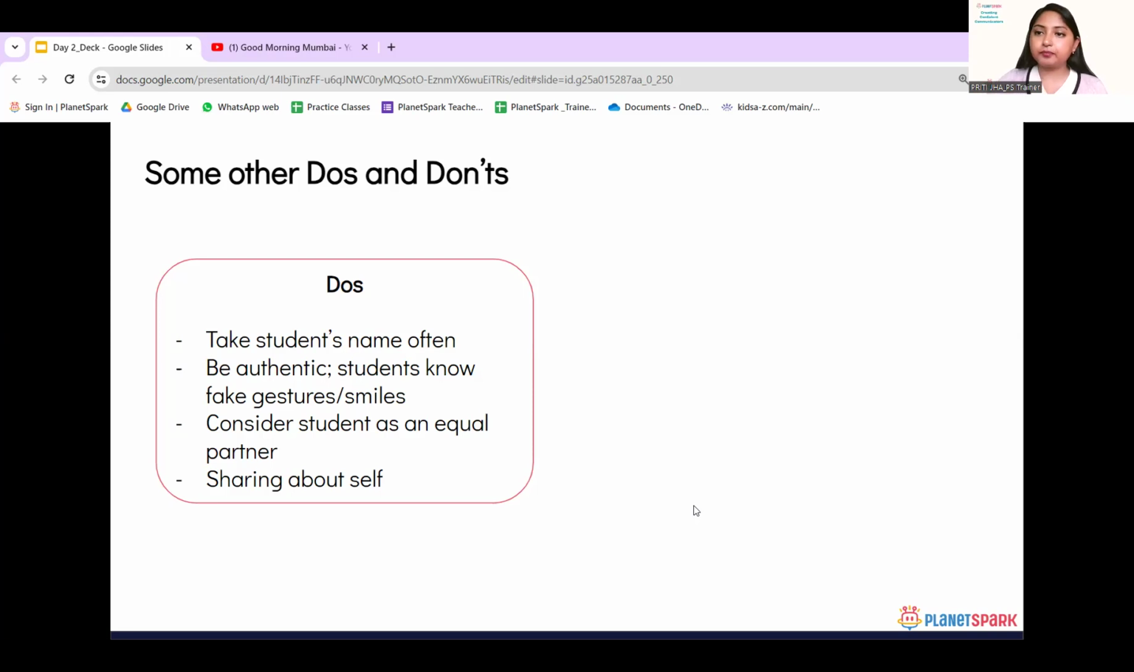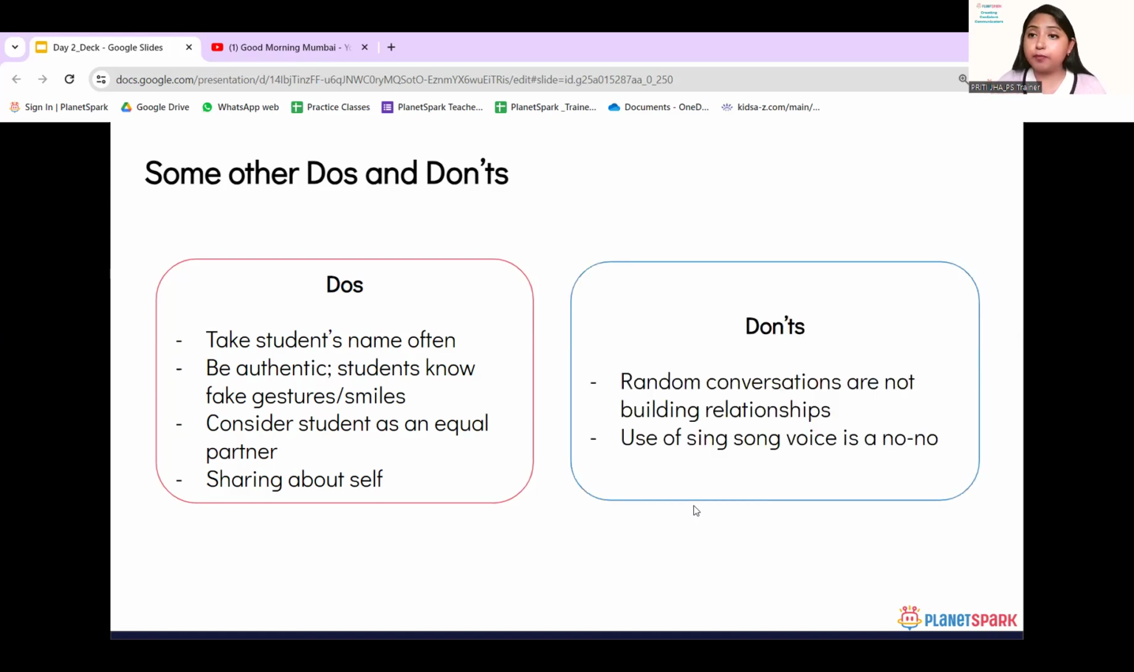Sharing about self. Share about yourself, share your personal experiences, share your personal stories as well. But very important, do not get into random conversations because they're not going to help you build relationships. Random conversations are only going to waste your time. And of course, use of a sing-song voice is a no, that you already know.